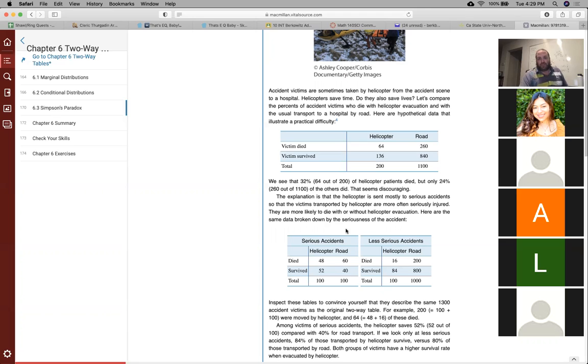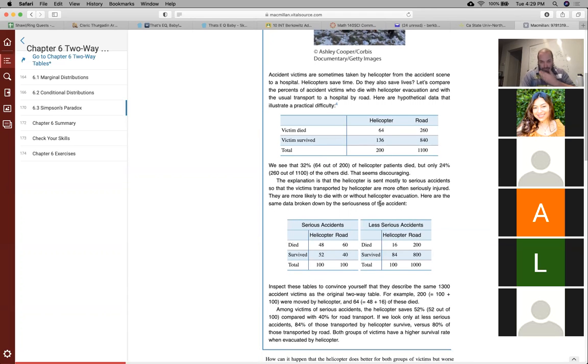Okay. So here's the same data broken down by the seriousness of the accident. We have serious accidents, and then we have less serious accidents. In the serious accidents, we see that 52% that went by helicopter survived versus 40% who survived by going by road, right?